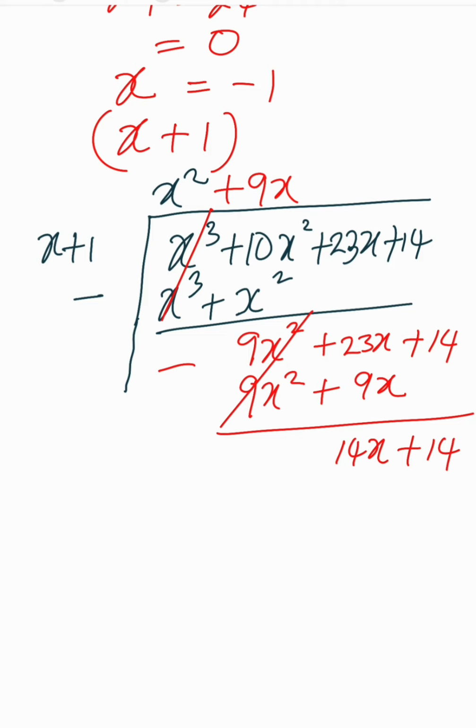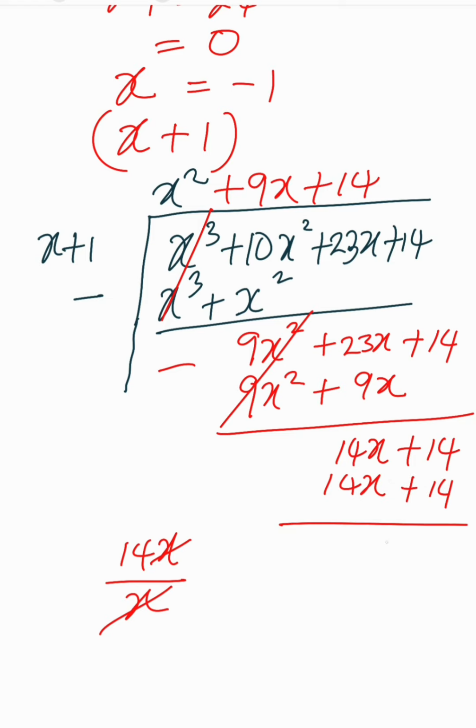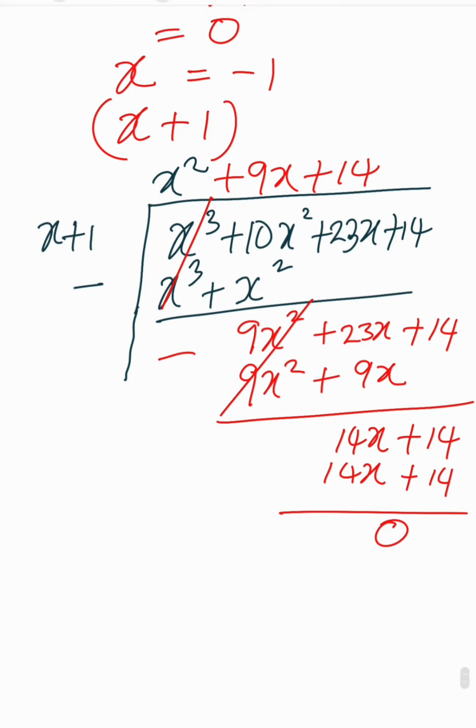You still continue the division. Divide the 14x by the x again. X will cancel x, leaving us behind with just 14. So 14 times x, we have 14x, and 14 times 1 is 14. When you subtract, you are getting 0. Once you see 0, you stop, and that reveals to you that x plus 1 is a factor.